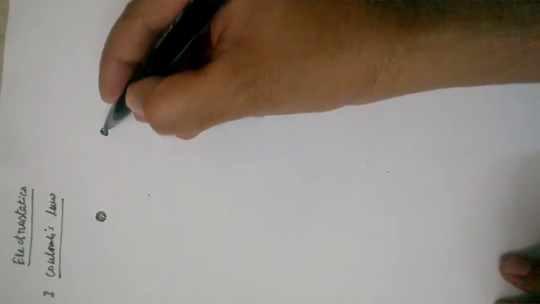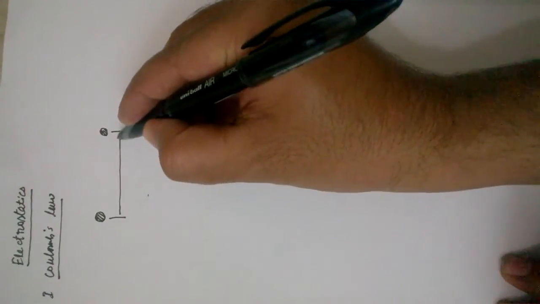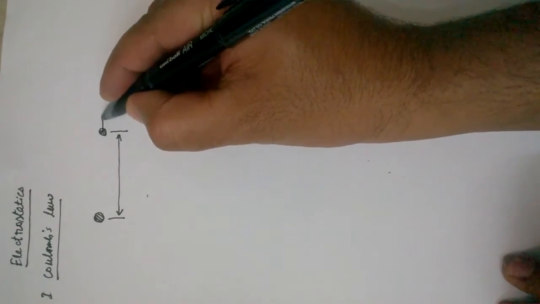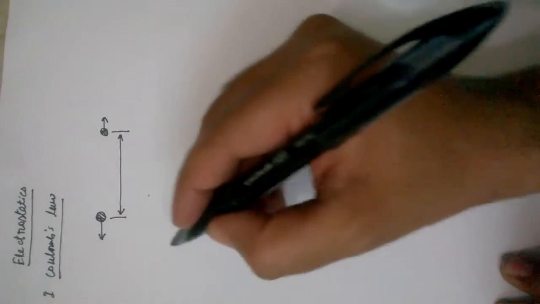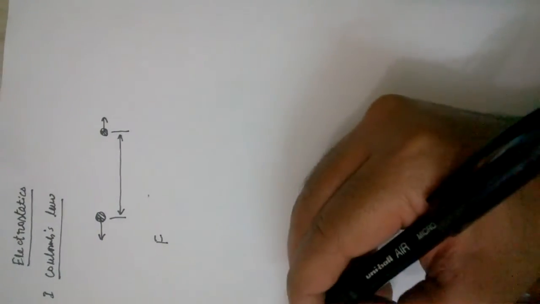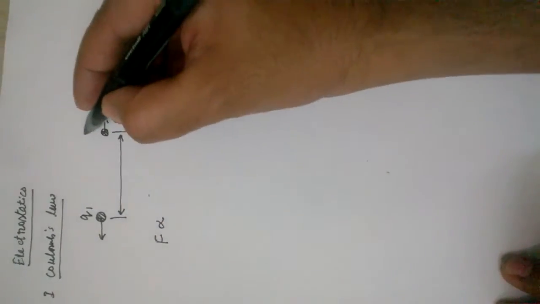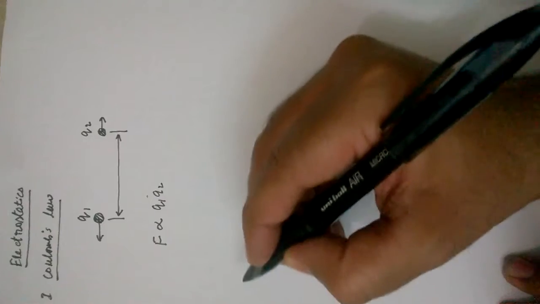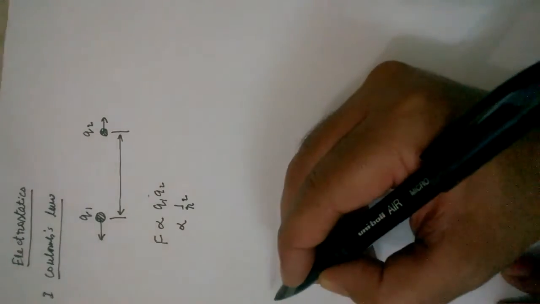Two-point charges separated by some distance r. The force of attraction or repulsion between them is F. Then this force is proportional to the product of the charges Q1, Q2 and inversely proportional to the square of the distance between them.